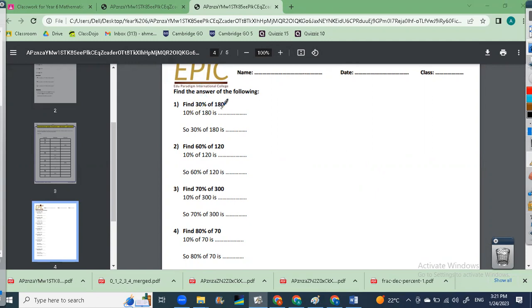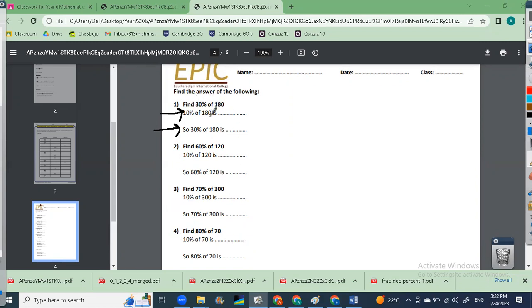10% of the number, that's the first step that we're always going to do. In tomorrow's test, you might not find the steps shown to you clearly like this. You're not going to find the steps given to you like this. 10% of 180, you must find first 10% of that number. So that's the first step.